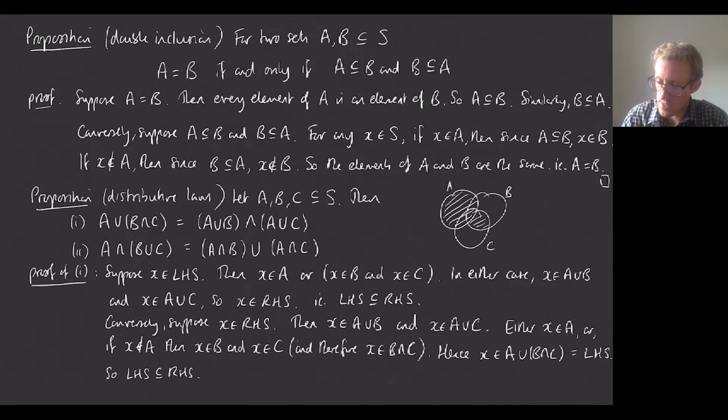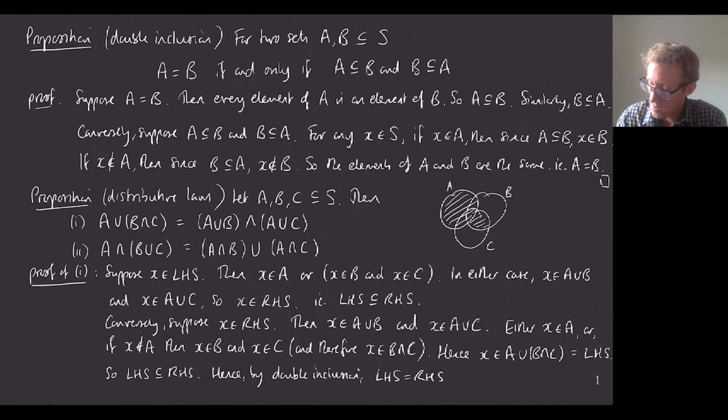Okay, then we bring those together. Hence, by double inclusion, the left-hand side and the right-hand side are equal. Okay, so there was a similar kind of argument where it's helpful to split it up into two separate bits.